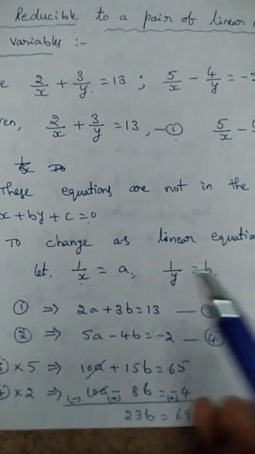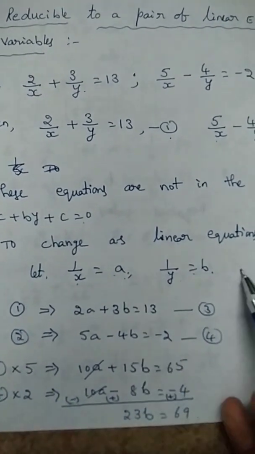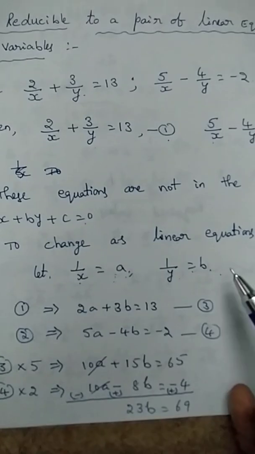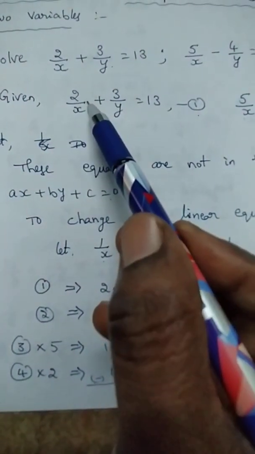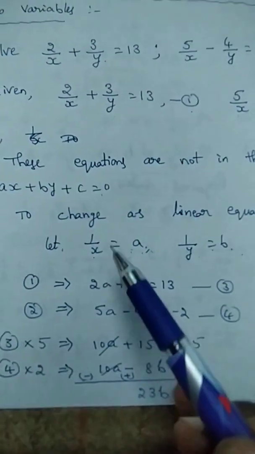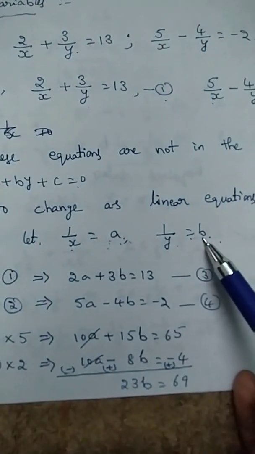Okay, instead of that a and b you can assume c and d, p and q, u and v, w, z, whatever it is. Okay, just 1 by x is equal to a. Here we have that variable in the place of the denominator, so you can assume that 1 by x is equal to a and 1 by y is equal to b.